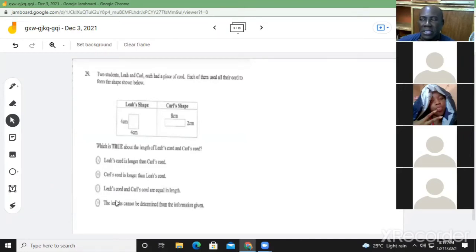Let's see what's going on here. When we read, most times we're looking for a particular clue. They didn't give a shape. They said 2 students, Leah and Carl, each had a piece of card, and each of them used their card in this particular way to form this shape. Based on the measurement, I'm seeing this is 4, this is 4. So it seems like this is going to be 4 and 4 again. You agree?